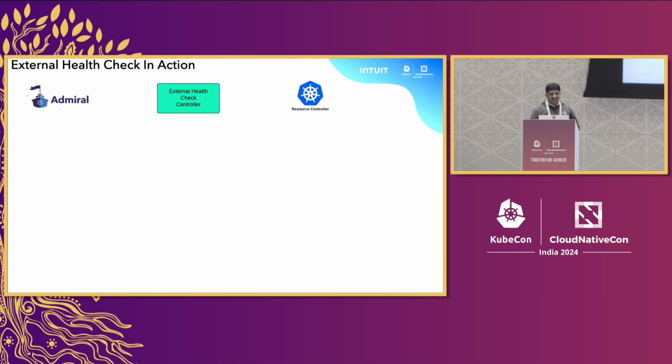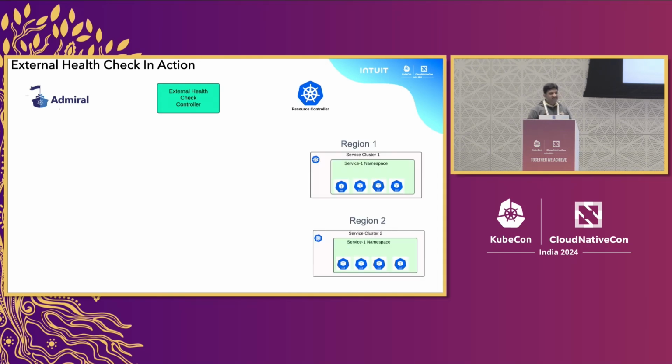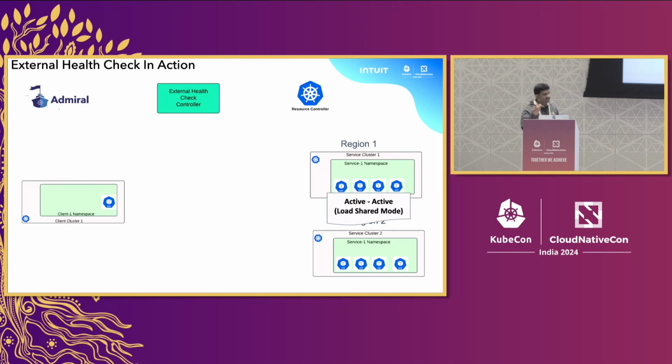Yeah, so the health check controller is ready, the health check service is ready, and it is ready to output the health check status to all the controllers that we have seen. Then we have a service which is available in both the regions, and we have a client which is ready to send requests to all the services in either of the regions. So let's say I configure this service in active mode, in the load shared mode, which means I say that the service is ready to take half of the traffic in region 1 and half in region 2.